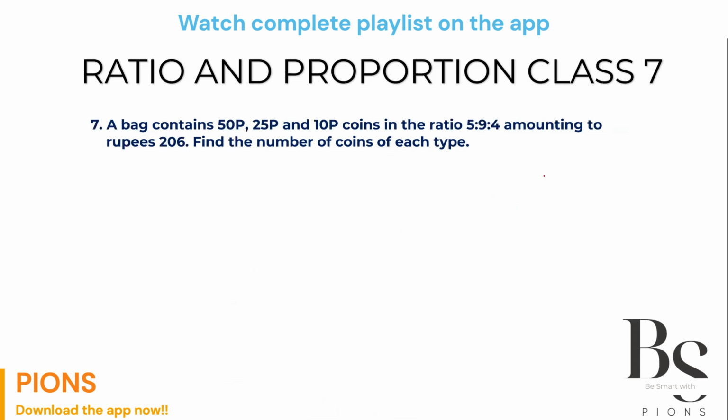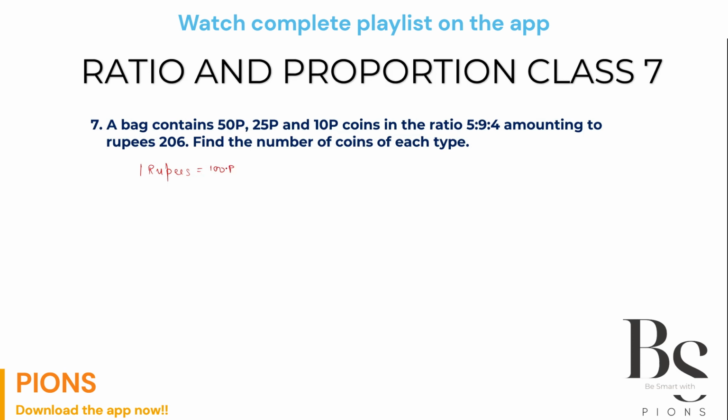Let's move to question number 7. Okay. So question number 7 says a bag contains 50 paise, 25 paise and 10 paise coins. P stands for paise. In the ratio 5:9:4 amounting to rupees 206. Find the number of coins of each type. Now this is quite important, because there are a few things you should know before we proceed. That is, in 1 rupee, how many paise are there?